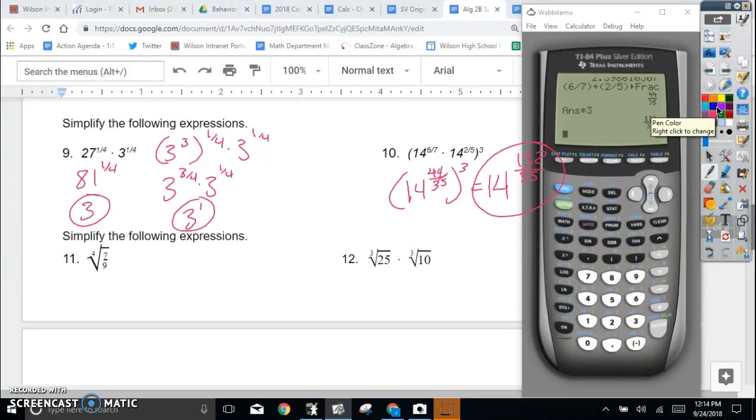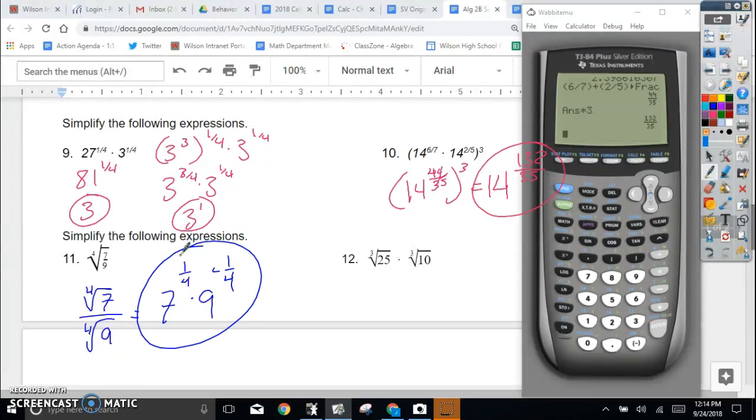Coming down here, simplify the following. So we have the 4th root of 7 over the 4th root of 9. Okay, so this is 7 to the 1/4 times 9 to the negative 1/4. All right, and that's that. I would accept that. That's okay. Could write this as 3 squared and then reduce it, but okay, it didn't say anything about changing the bases. So 25 times 10 is 250, which is 125 times 2. So we're looking at 5 cube root of 2.